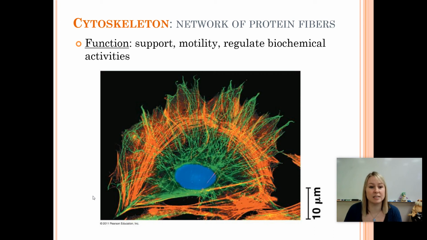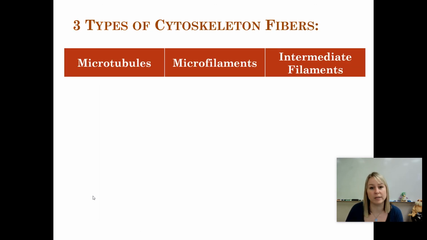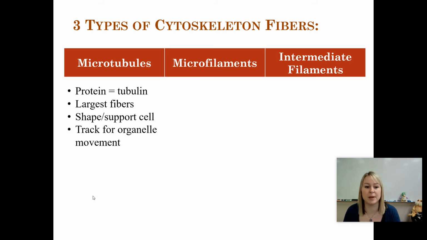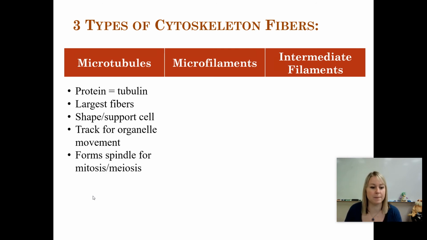The cytoskeleton is the interior network of protein fibers that help give structure and support to the cell and provide a scaffolding for things within the cell to move around on. That consists of three main types of fibers: microtubules, microfilaments, and intermediate filaments. Microtubules are made out of a protein called tubulin, easy to remember because of the name and the way it sounds. They are the largest, thickest fibers within the cell, and so they provide shape and support, and they provide like a track for the movement of organelles along them. They form the spindle for mitosis.